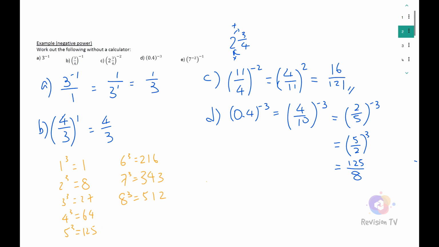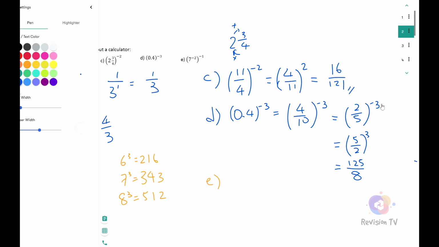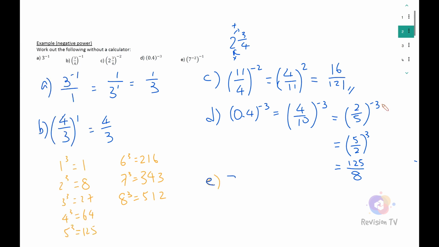So E. Right, question E then. Well, you have 7 to the power of minus 2 to the power of minus 1. So before we deal with the negative power, we can see a power of a power. So do simplify the powers first before you do any final alterations on the negatives. So power of minus 2 times power of minus 1 is the same as 7 to the power of positive 2, because minus 2 times minus 1.